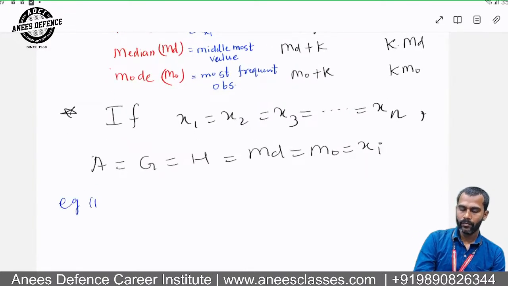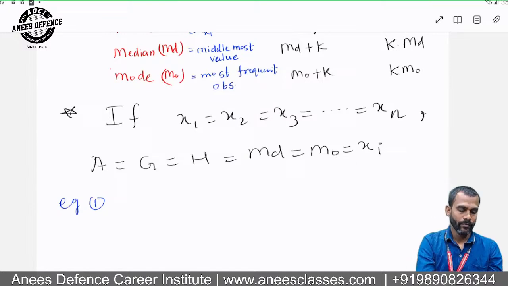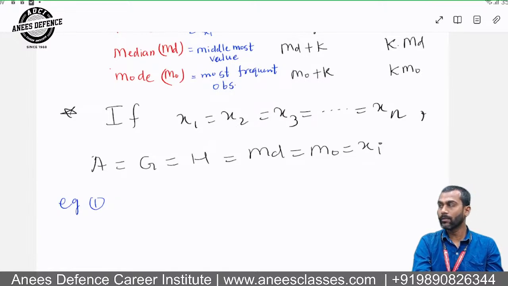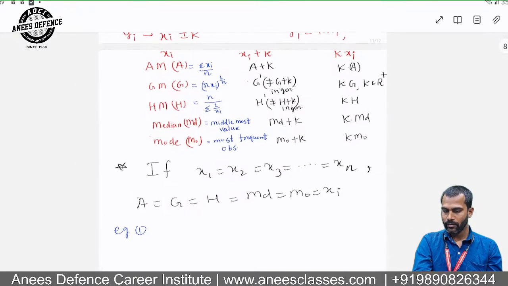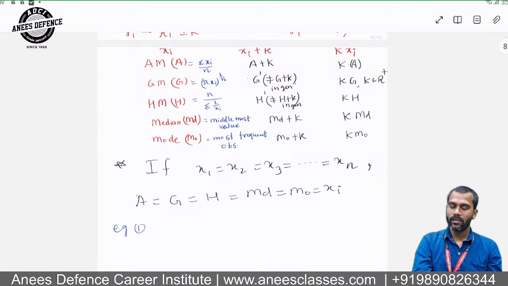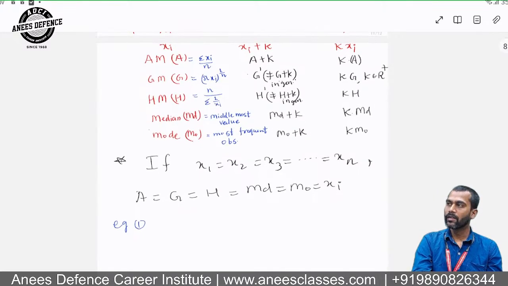Example number 1. Please note down this table. Yes, online students, are you getting or not? The students are leaving slowly. From 18 it has become 13 people.